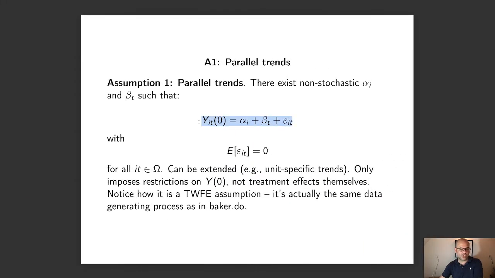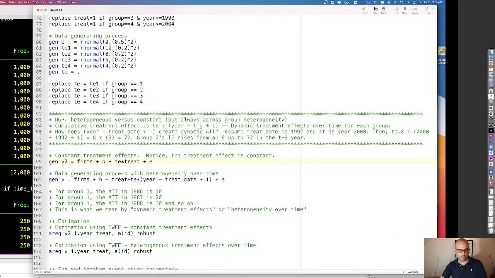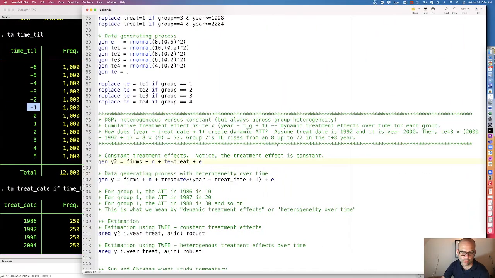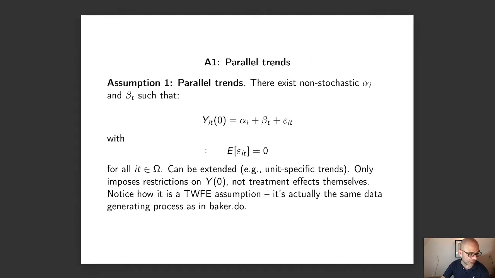Okay? So this is a two-way, I gotta fix that. This is a two-way fixed effects model of the parallel trends, right? And you've got this error term equaling 0. Look at that, on average equal to 0, right? So that's explicitly what we've been working with in the Baker data.